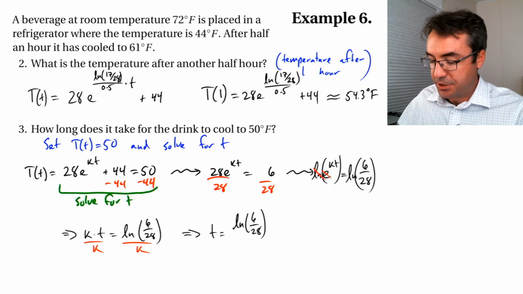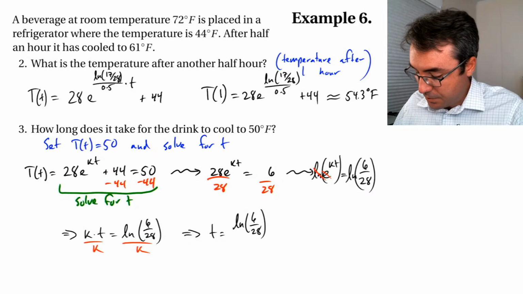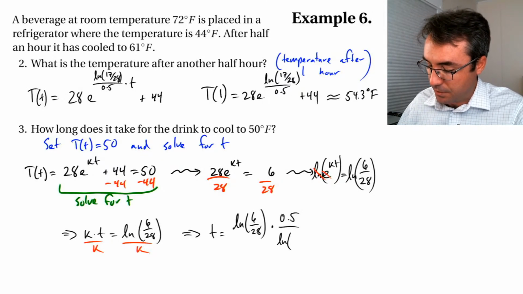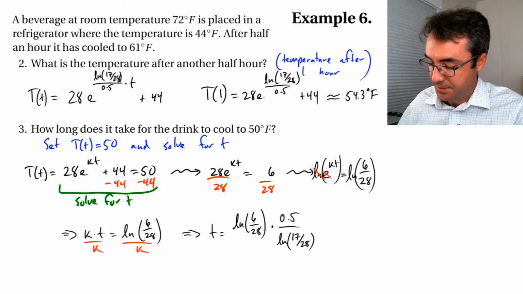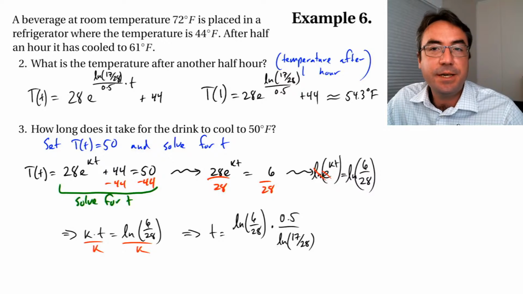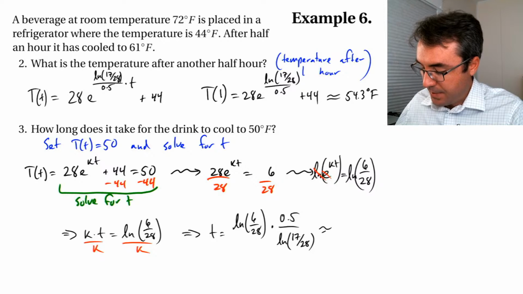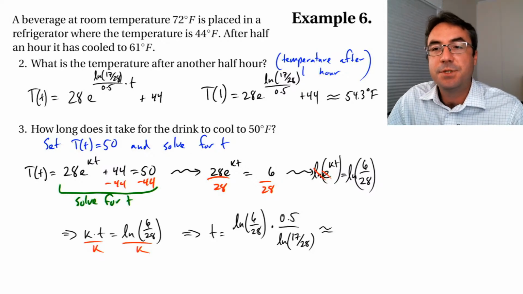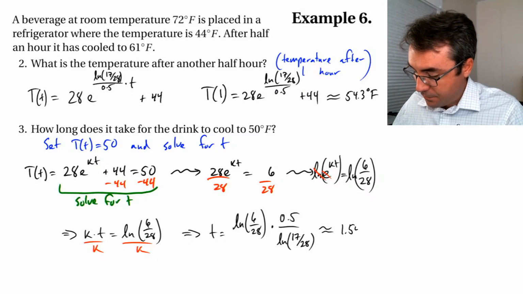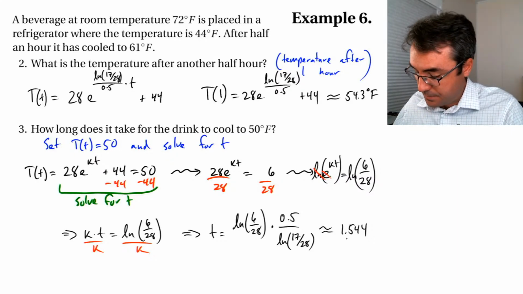And since k is a fraction, instead of dividing by k, I'll just multiply by k's reciprocal. So the reciprocal of k would be 0.5 over natural log 17 over 28. And so that's perfectly fine for t. But just to give us some context here, let's approximate what that is in decimals. So if we were to plug that into our calculator, we would get 1.544. And the units here are hours.